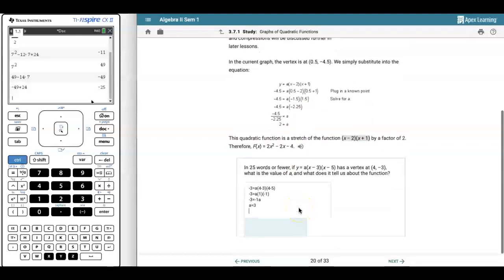What that means is my graph is stretched by a factor of 3. My graph is 3 times larger. It's stretched out 3 times more because of this a factor, because my original quadratic now has an a value that is not 1.